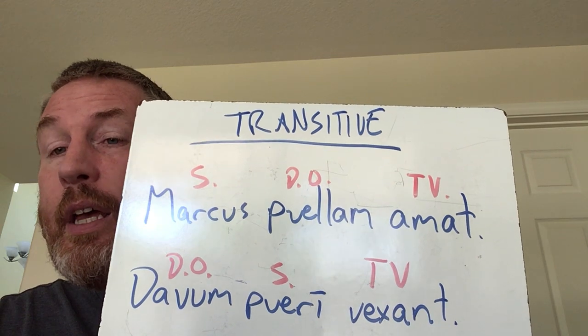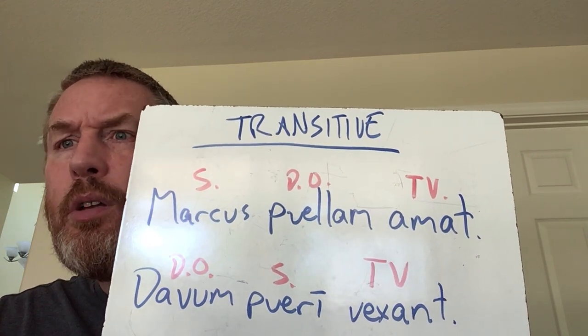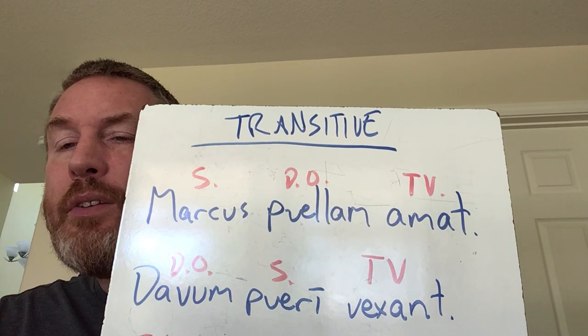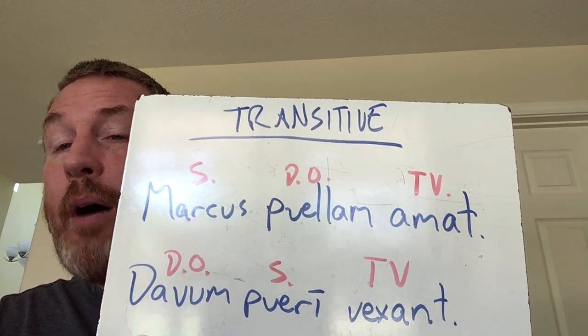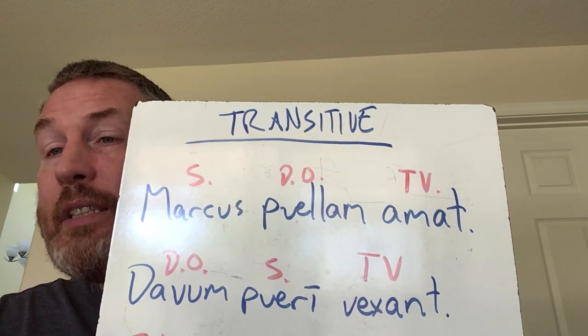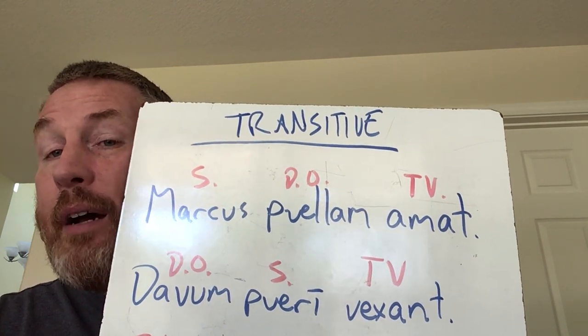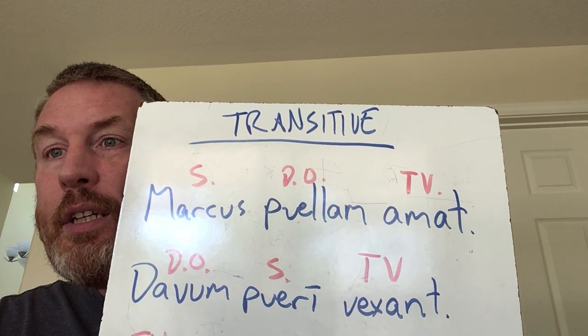So there's my subject. I also know I need a direct object, so I'm going to look for something that ends in an M or an S. And I see davum, and now I know. So the boys bother Davus, not the other way around. It's not Davus bothers the boys, because the verb is plural, and Davus is singular.